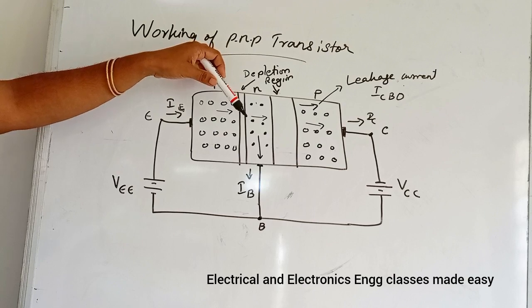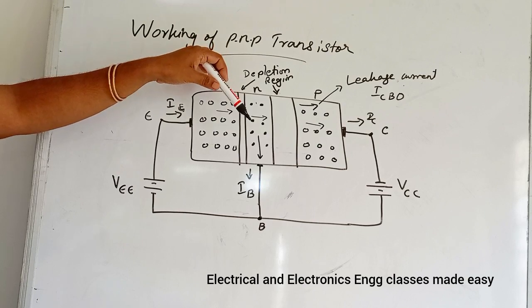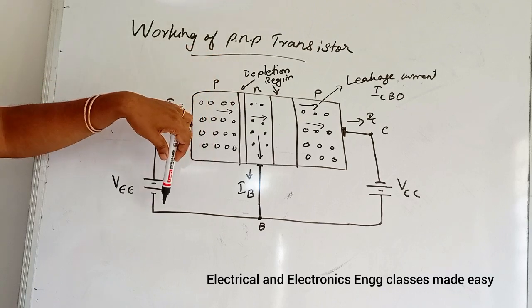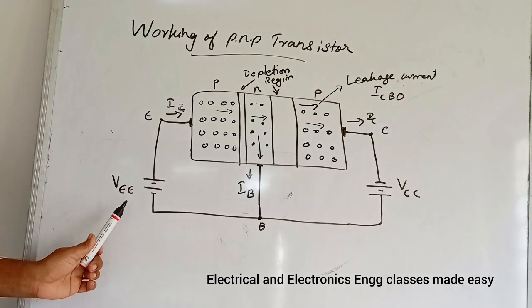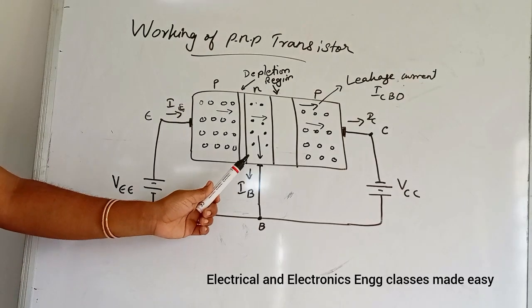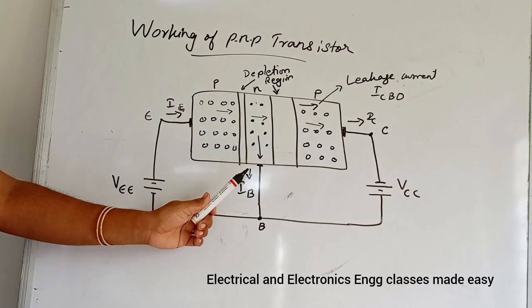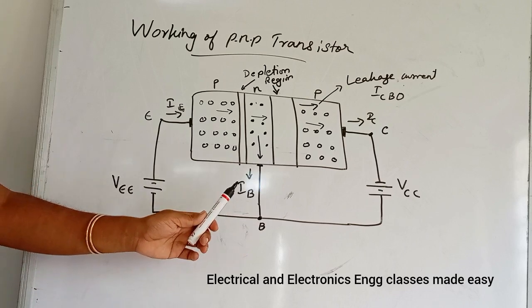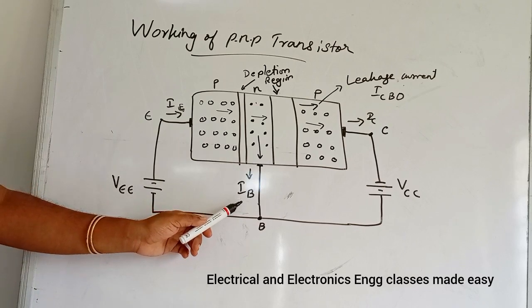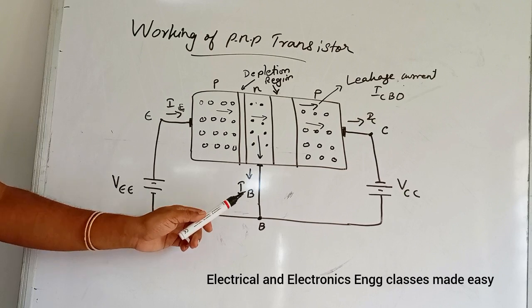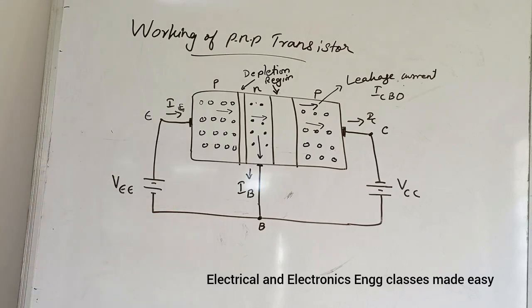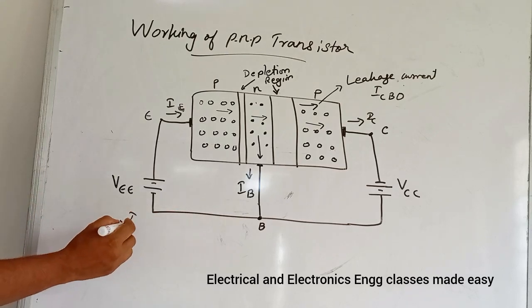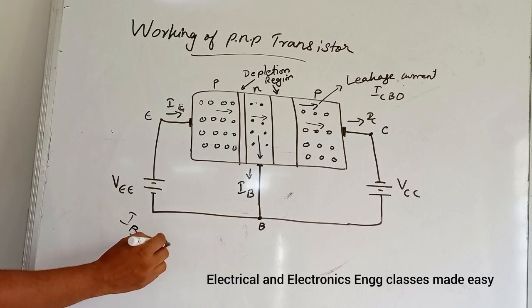In practice, about 2% of the majority carriers which diffuse into the base recombine with the electrons, and the total loss of the number of electrons is made up by the flow of an equal number of electrons from the negative terminal of the DC battery VEE to the base, and the flow of such electrons constitutes the base current IB. Hence, the magnitude of the base current IB is very small and is of the order of microamperes. So, IB is in microamperes.